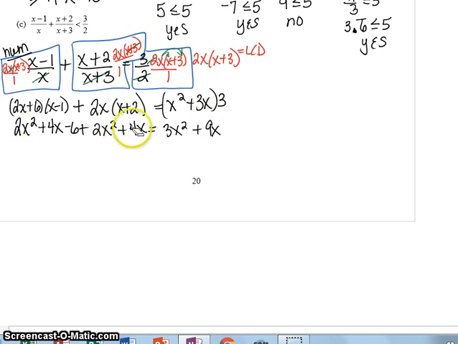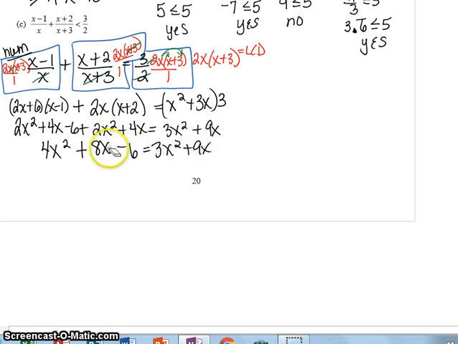Now I have to clean this up, combine like terms. So 2x squared plus 2x squared, I'm going to get 4x squared. And then I have a positive 4x and another positive 4x, which would be positive 8x. And then I have this minus 6. And that's equal to 3x squared plus 9x.